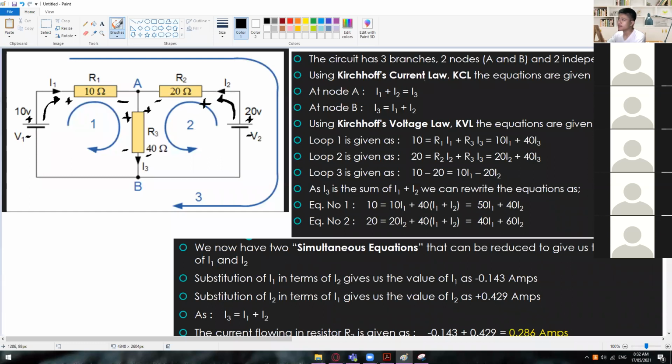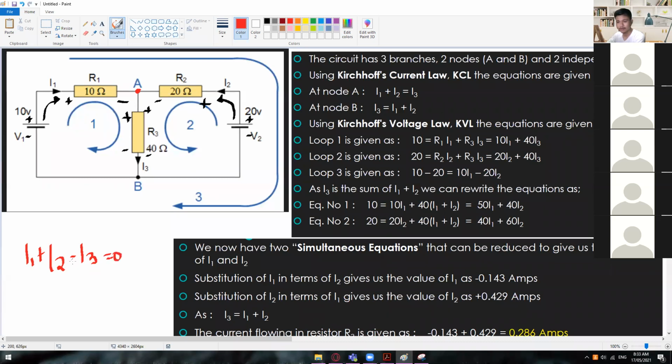So using Kirchhoff's current law or KCL, the equations are given as, at node A we have I1 plus I2 is equal to I3. Now, how did that happen? That is because we have this current right here going into this node A, and then we have another current right here, which is again going into this node A. So those two are already positive. So I1 plus I2. But we have a current right here, which is leaving this node A. That is why we have this equation right here, minus I3, is equal to 0.